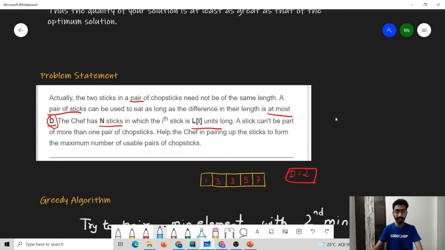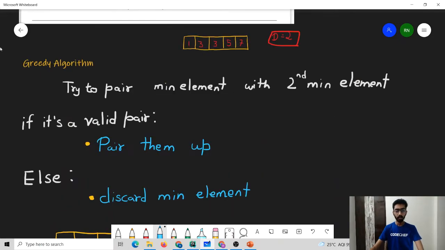So getting the right greedy approach can only be done with the help of practice and having good intuition. For this problem, let us try a greedy approach. The greedy approach we are going to try is that in each step, we are going to pair the minimum element with the second minimum element. And if this pairing would be valid, then we are surely going to pair them up.